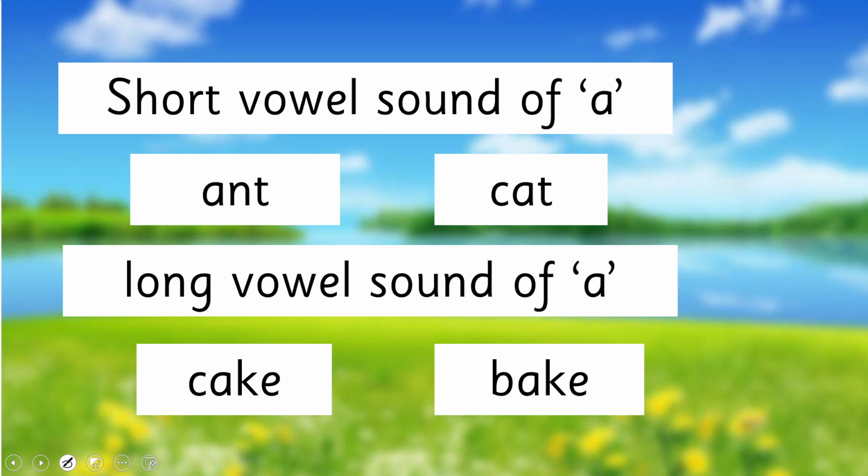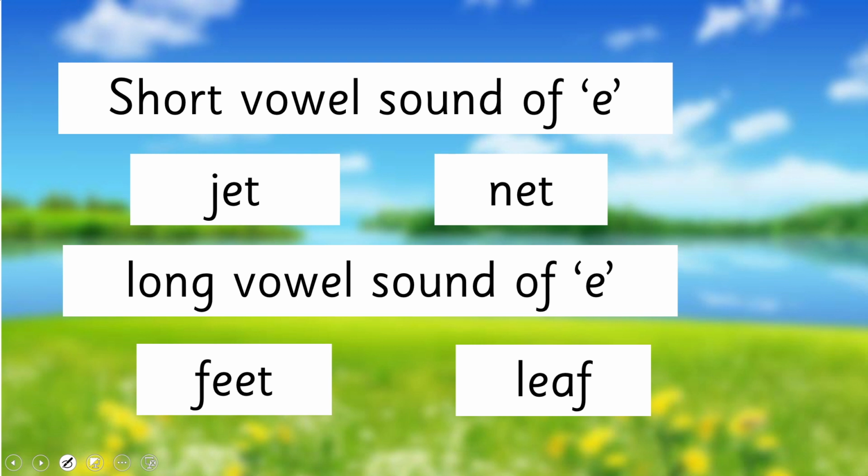So let's practice. The short sound of A is a as in ant, a as in cat, and its long sound as in cake, bake. Short sound of E is e as in jet, net, and long sound of E is e as in feet, leaf.